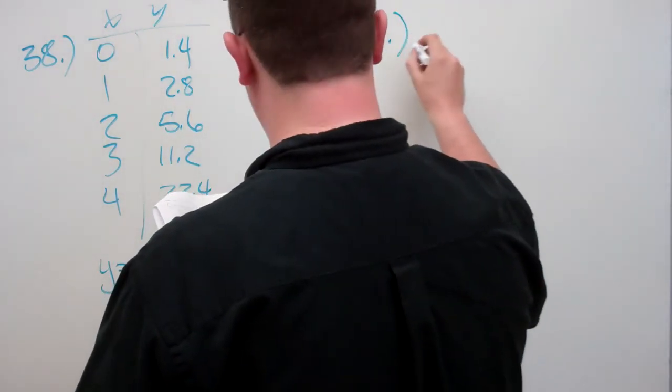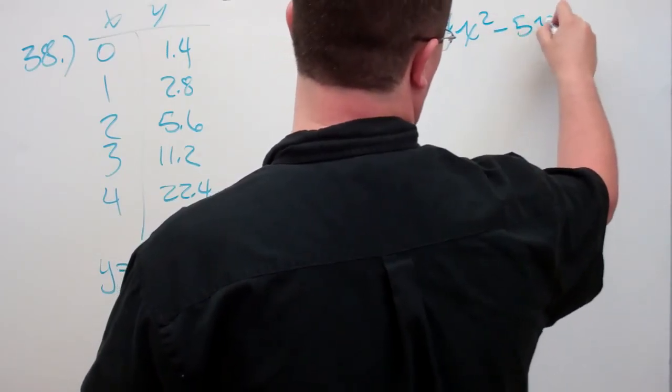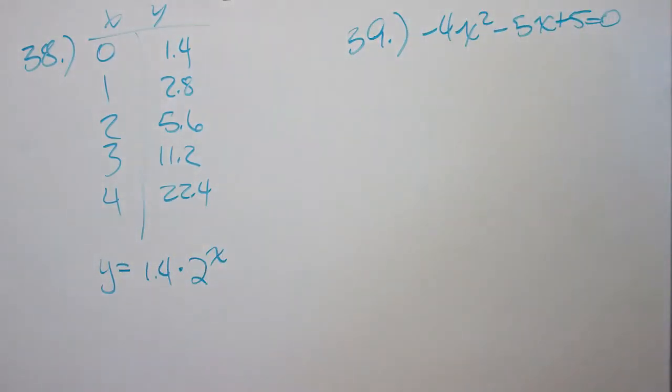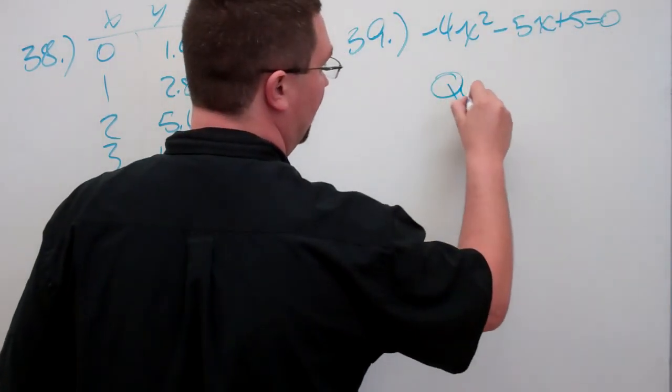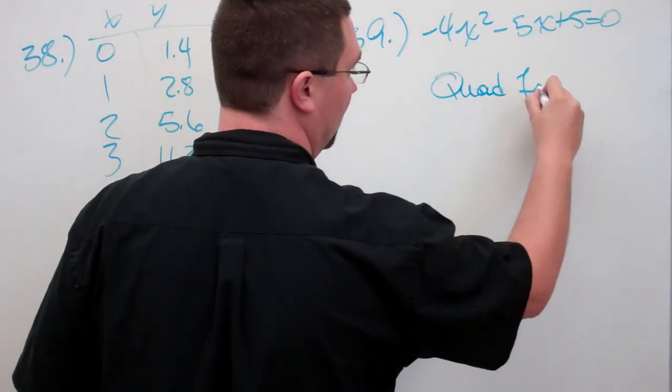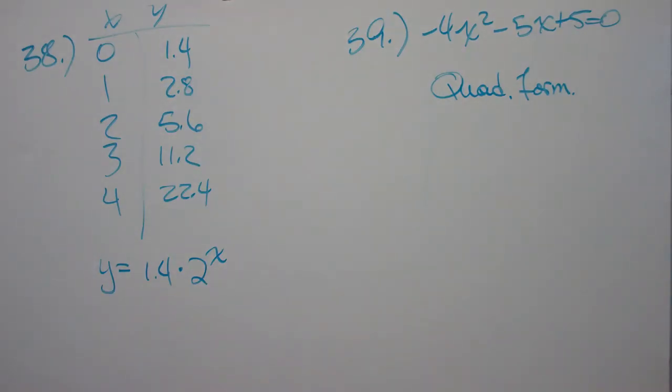And the last one, number 39. What would you use to solve this one? Well, it doesn't look like it's easily factorable. So what I would do is go ahead and throw this through the quadratic formula, because the quadratic formula will always work. It'll either tell you you have 2 solutions, 1 solution, or no real solutions. So the quadratic formula will always work.